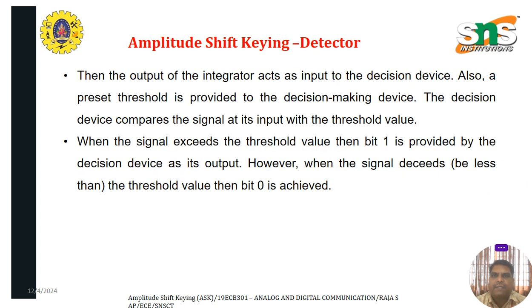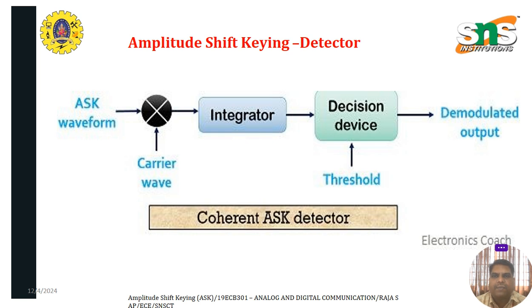Then the output of the integrator acts as an input to the decision device. Also, a preset threshold is provided to the decision making device. The decision device compares the input signal with the threshold value. When the signal exceeds the threshold value, then the bit 1 is provided by the decision device at its output. However, when the signal is lower than the threshold value, then the bit 0 is achieved.